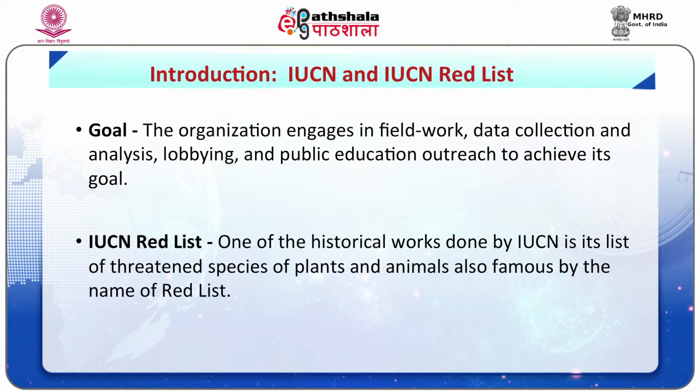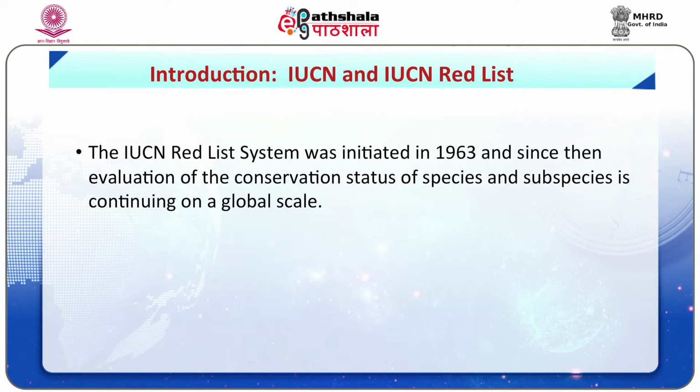One of the historical works done by IUCN is its list of threatened species of plants and animals, also famous by the name of Red List. It is also known as the Red Data List. The IUCN Red List system was initiated in 1963 and since then evaluation of the conservation status of species and subspecies is continuing on a global scale.